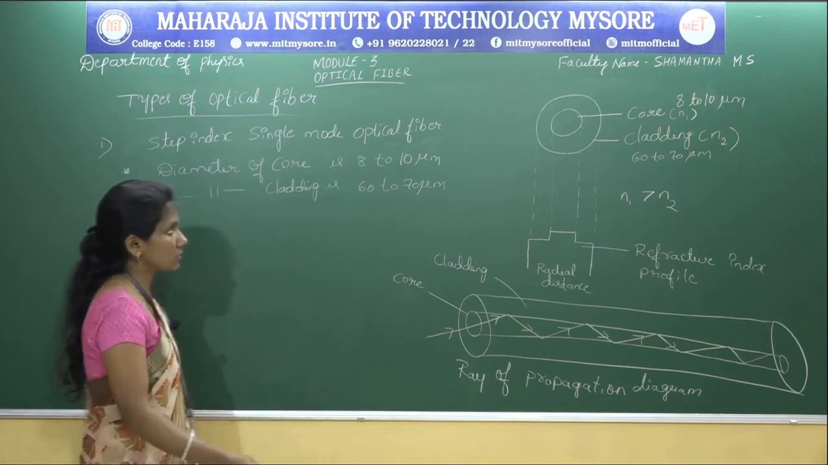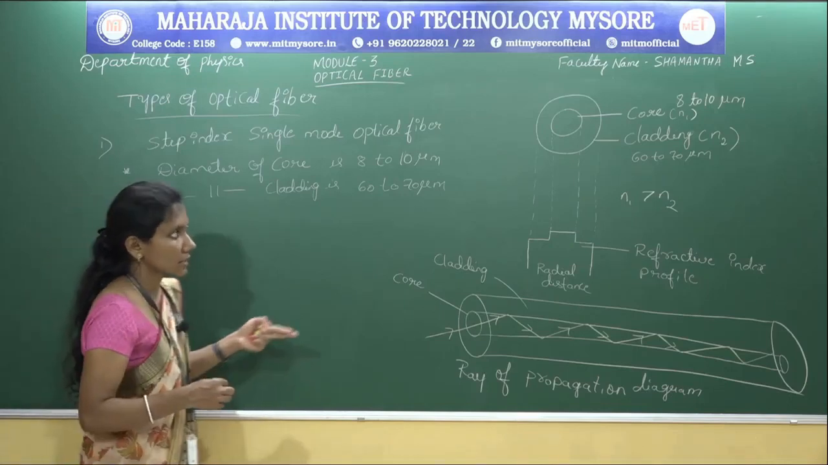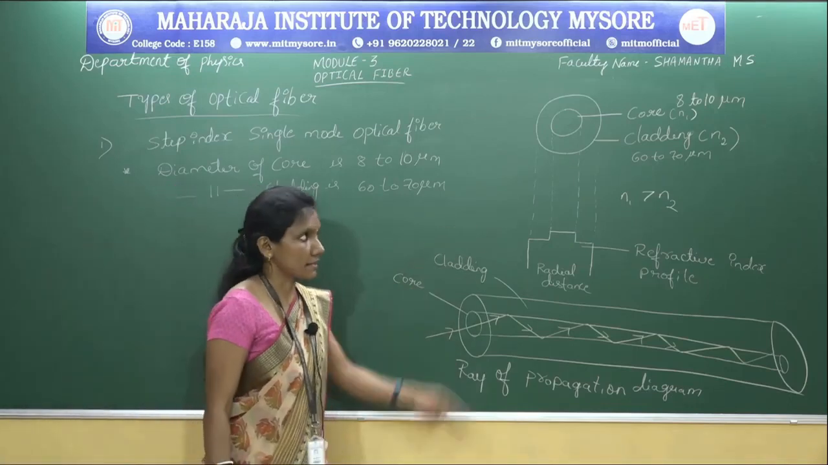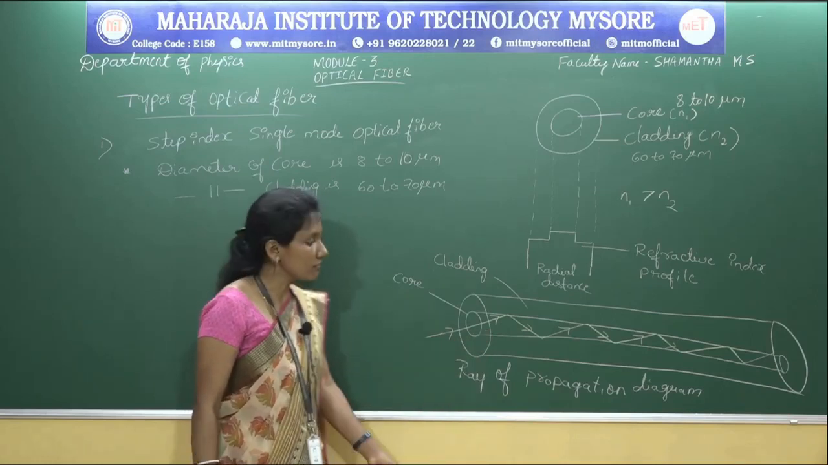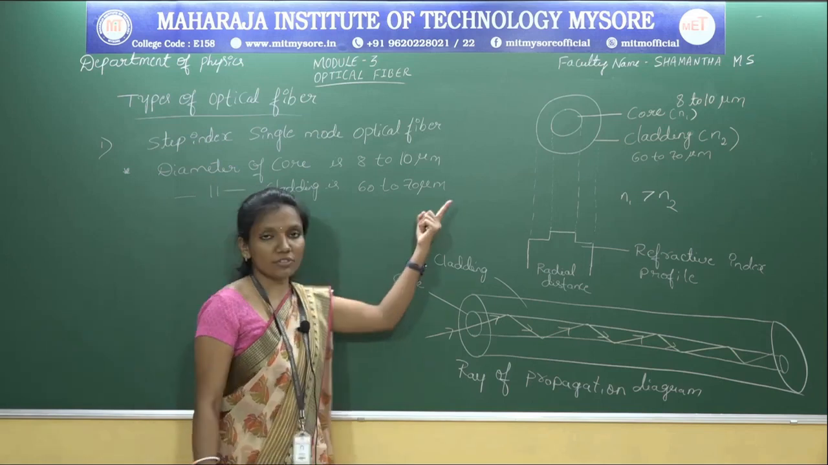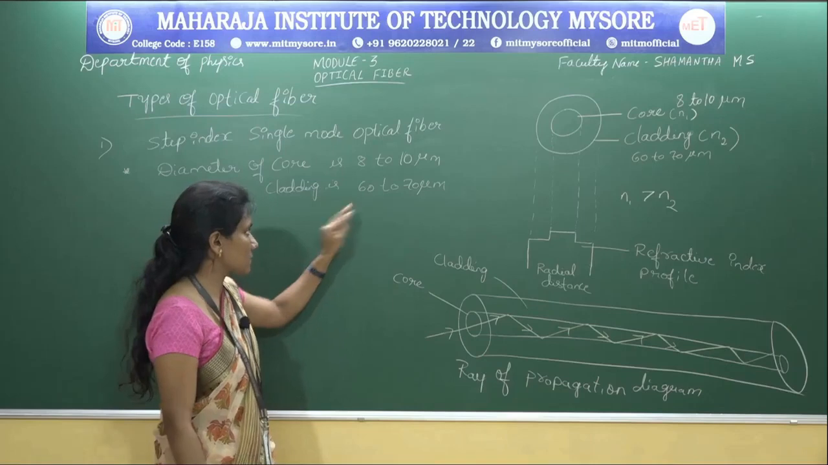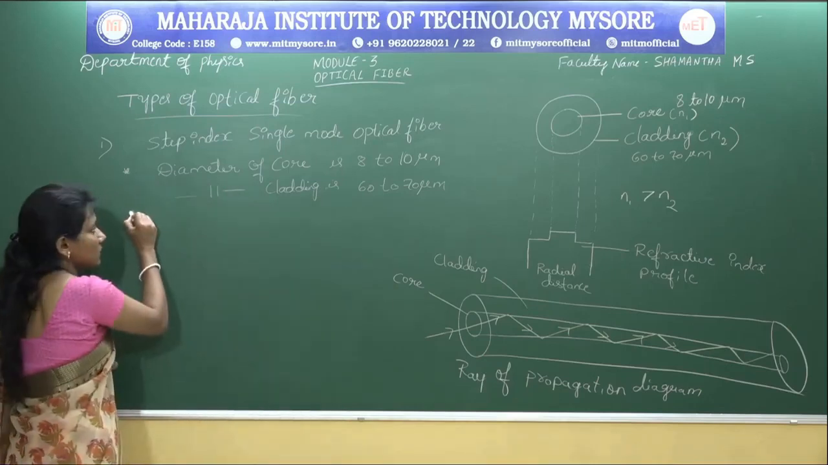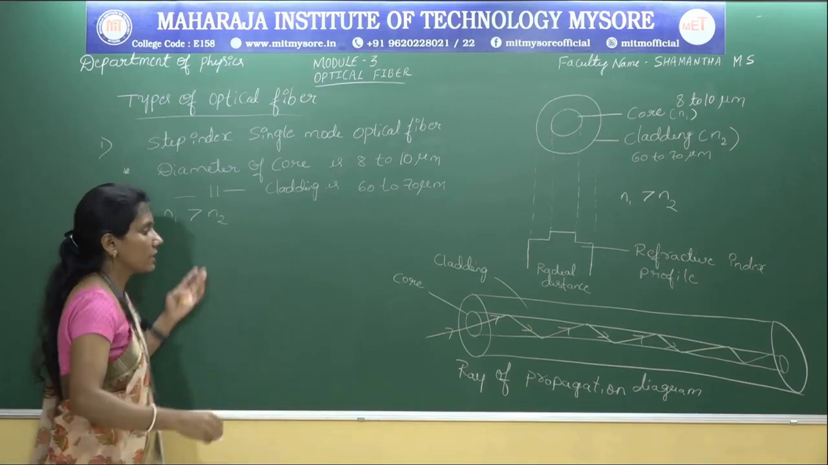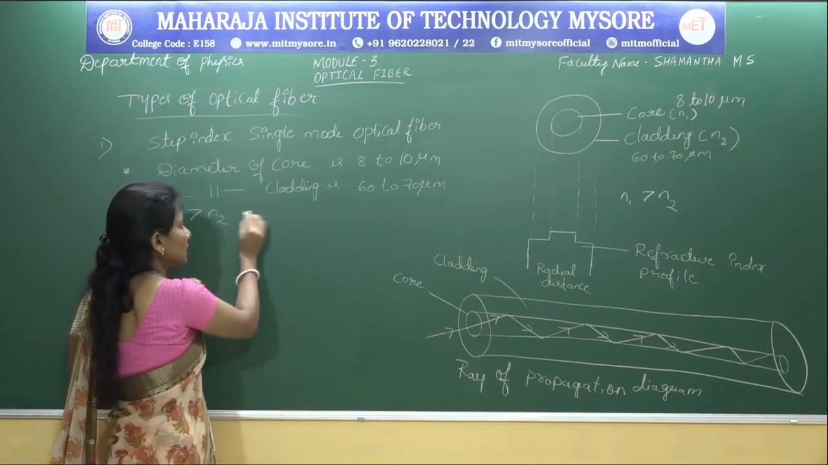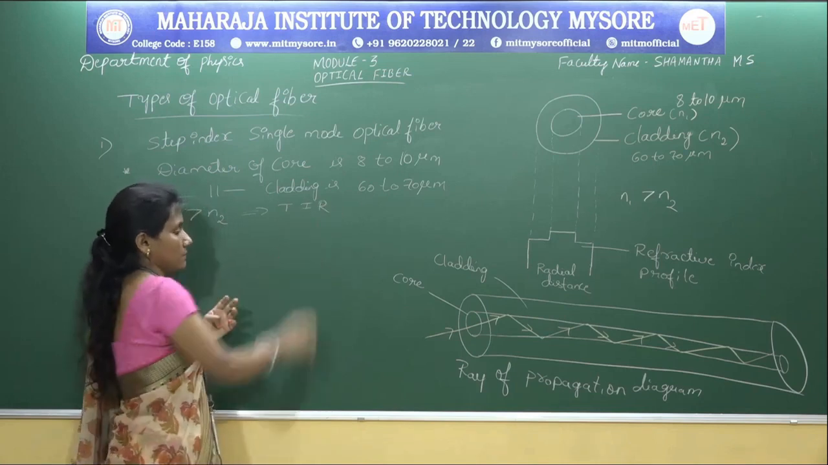Here the core refractive index is N1 and the cladding refractive index is N2. The refractive index of the core is always greater than the refractive index of the cladding. Diameter of the core and the cladding is over. So the refractive index N1 is greater than N2, and then only total internal reflection will take place inside the optical fiber.